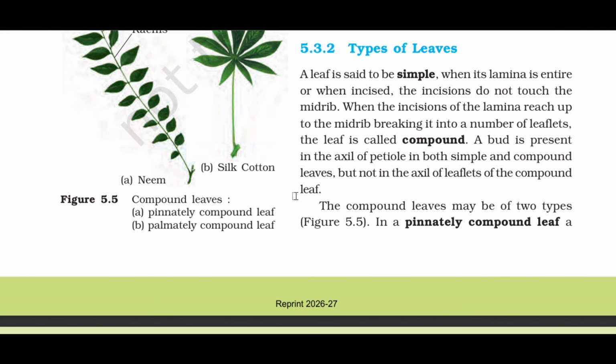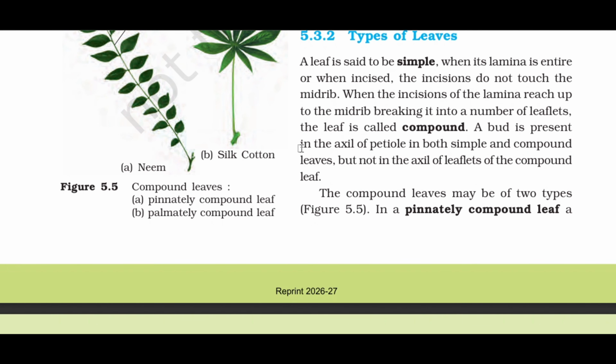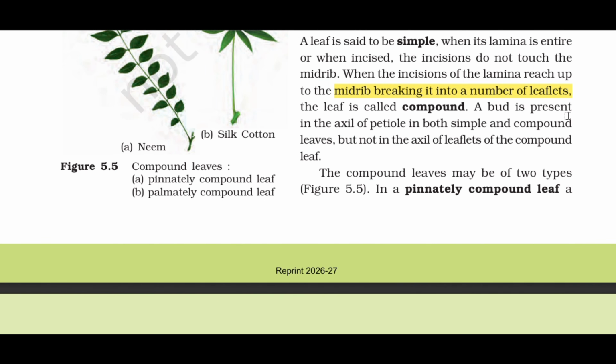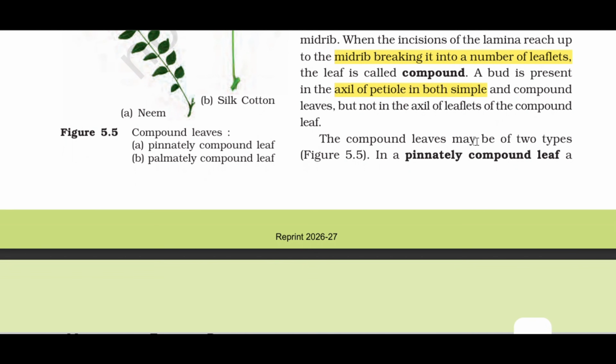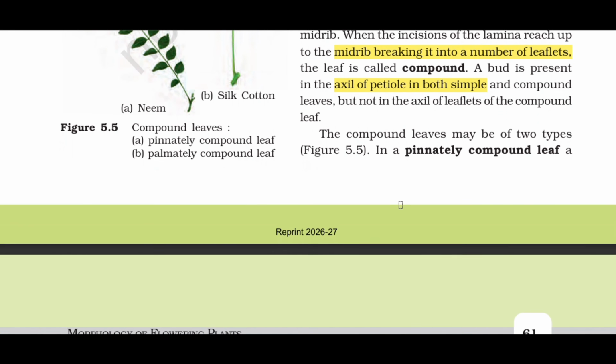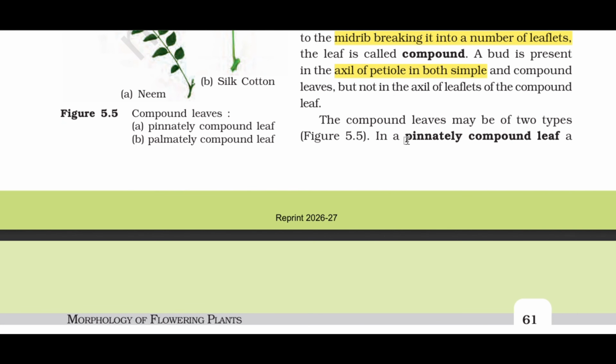5.3.2 Types of leaves. A leaf is said to be simple when its lamina is entire or when incised, the incisions do not touch the midrib. When the incisions of the lamina reach up to the midrib breaking it into a number of leaflets, the leaf is called compound. A bud is present in the axil of petiole in both simple and compound leaves, but not in the axil of leaflets of the compound leaf. The compound leaves may be of two types, figure 5.5.